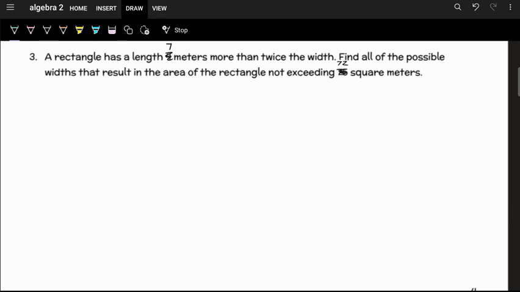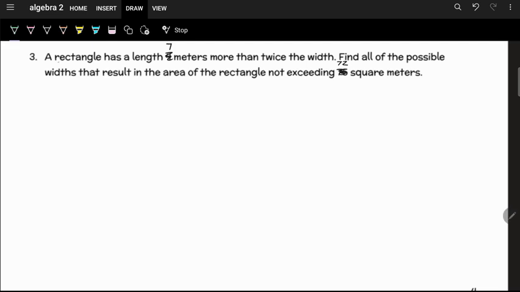A rectangle has a length of 7 meters more than twice the width. Find all of the possible widths that result in an area of the rectangle not exceeding 72 square meters. Right? There's a lot of information in here. We're going to pull it apart a little bit at a time.